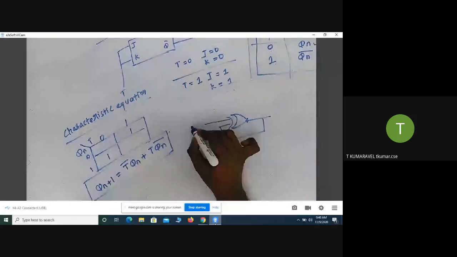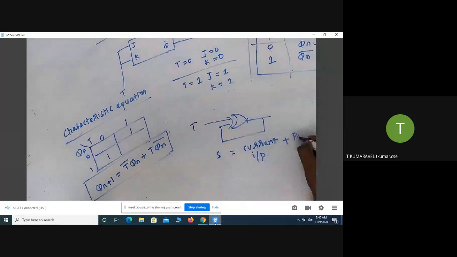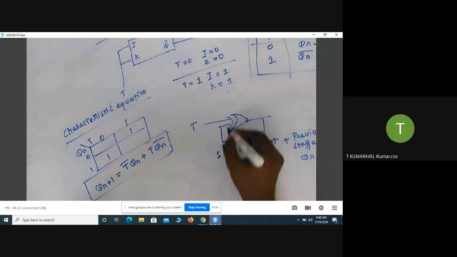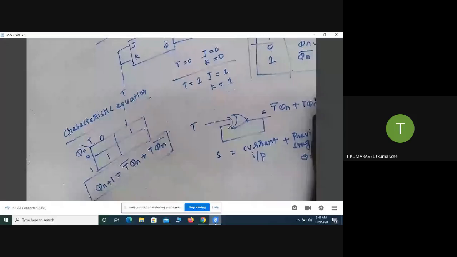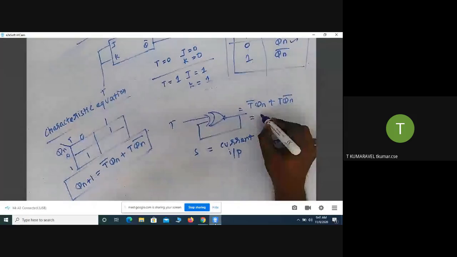So already I said this is a sequential circuit. How does the sequential circuit work? On the current input, which is T, plus the previous stage output. What is the previous stage output? The previous stage output is Q and Q bar. That's why I'm going to provide it as feedback. T bar Qn plus T Q bar n is nothing but an exclusive OR gate.